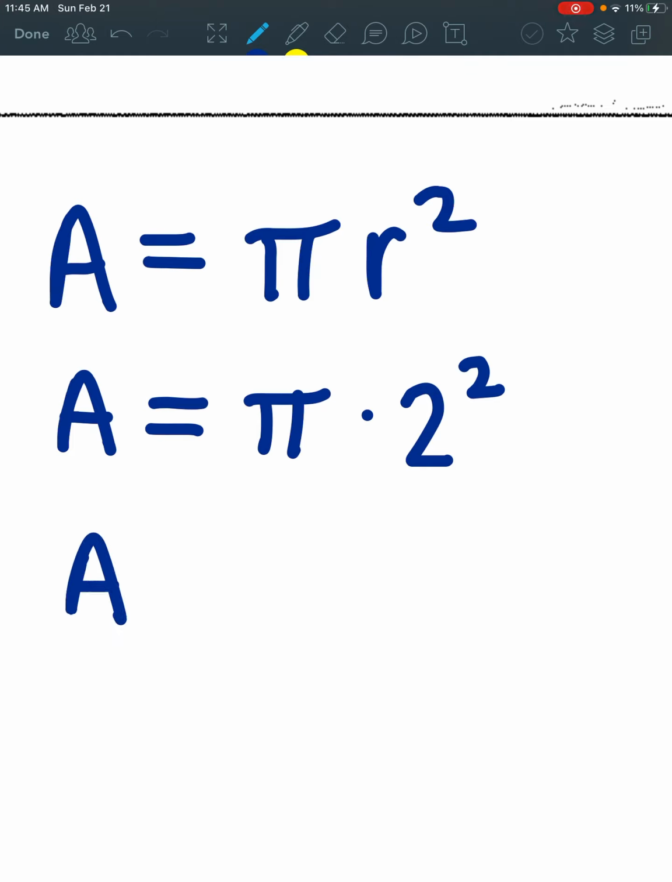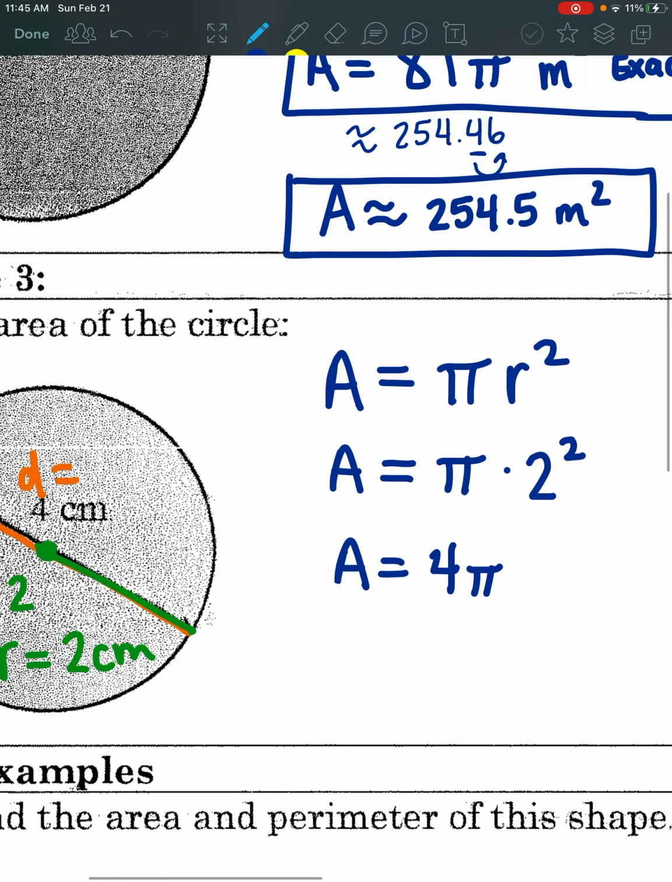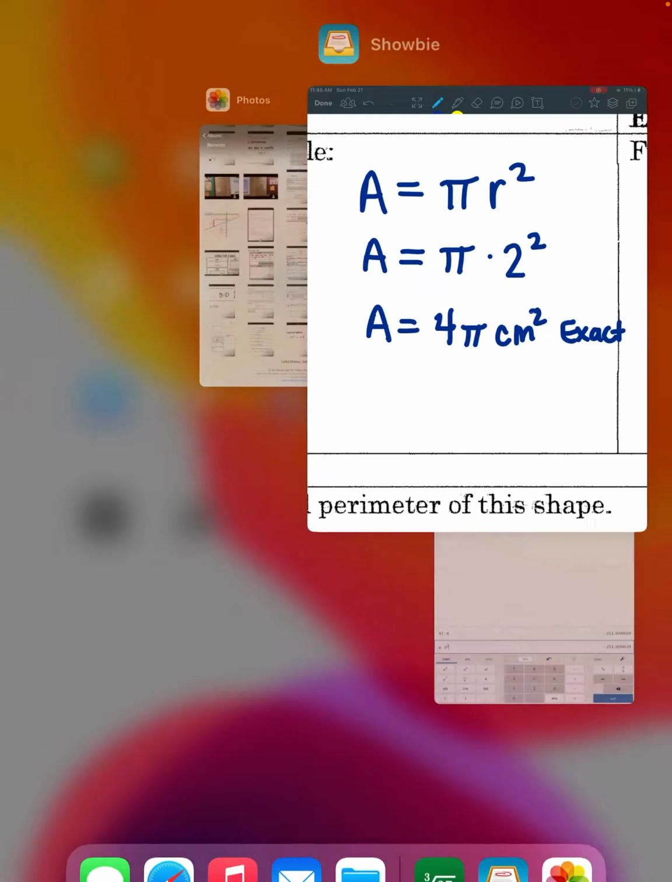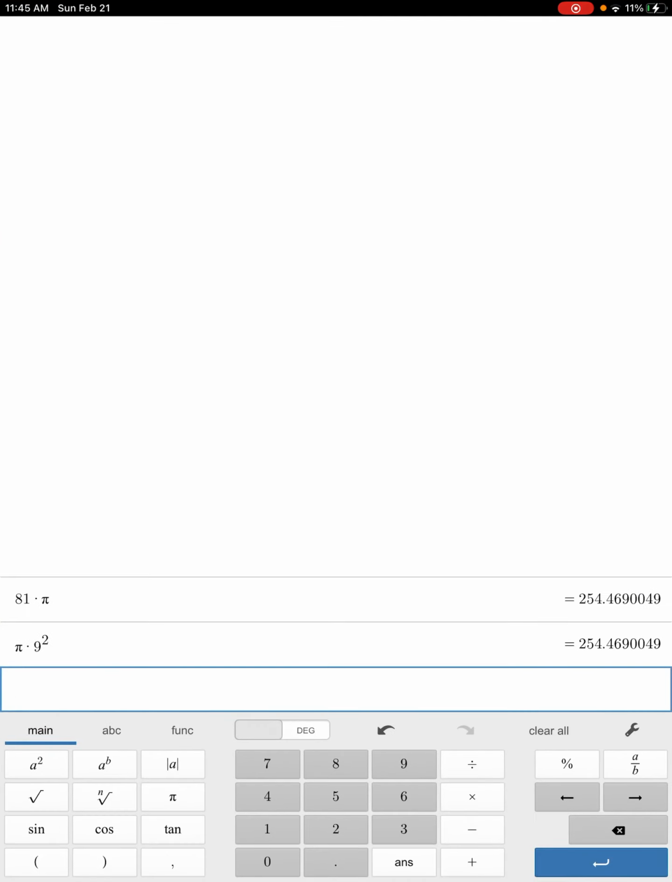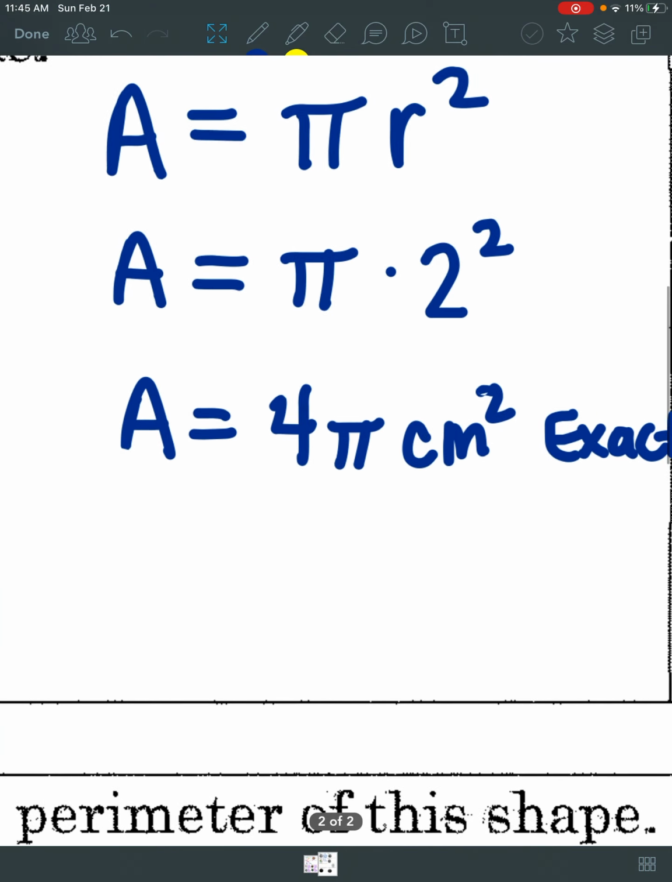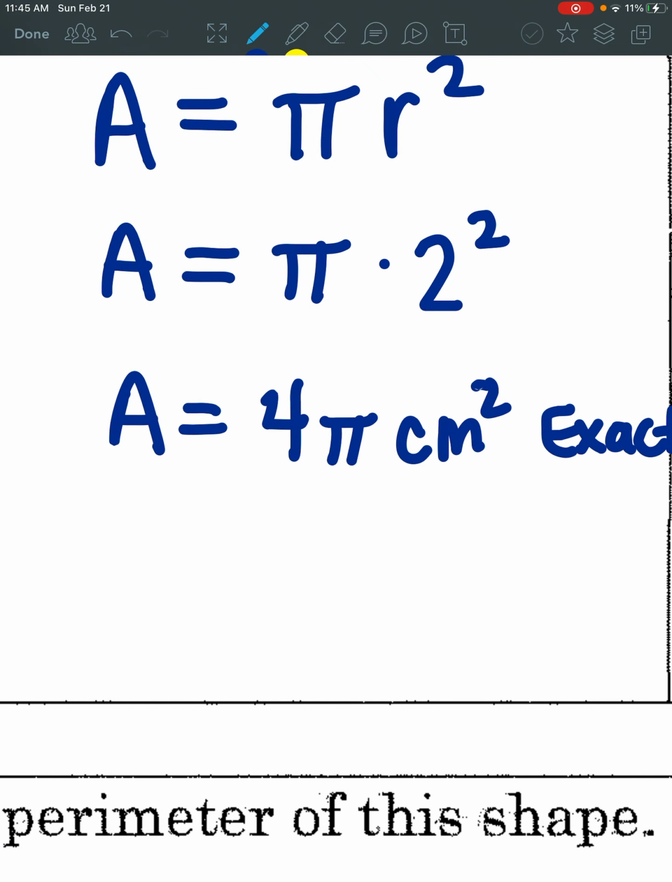So our exact area is 4 pi, and this label was centimeters squared. So that's our exact. Then we can actually go over and do 4 times pi, and we get 12.56. So again, kind of like that last one, we want to round 12.56 to the nearest tenth.